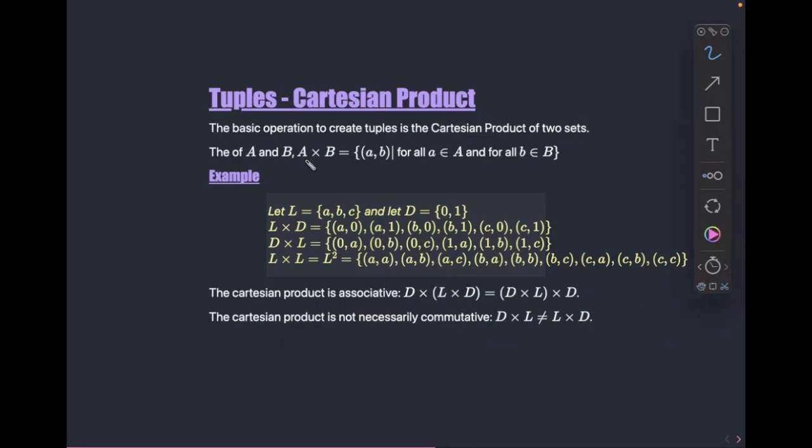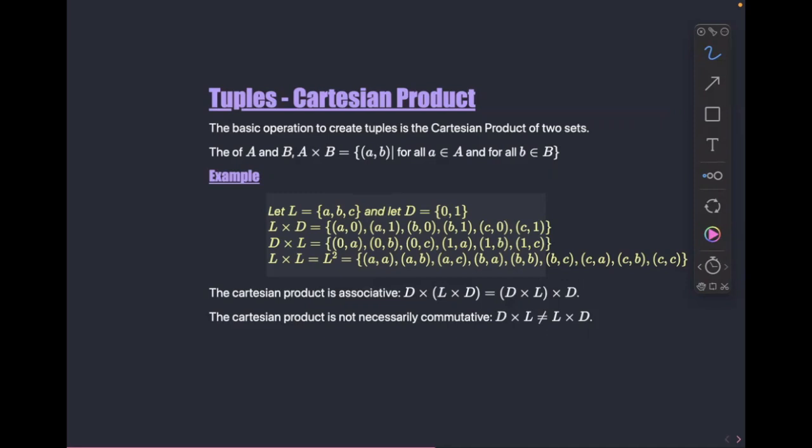You have A times B, and so this times right here denotes a Cartesian product. It's basically an element of A and an element of B, so for each element in A and for each element in B. Again, you see my set notation here, right? It's an ordered pair (a, b), where a is an element of A and b is an element of B.